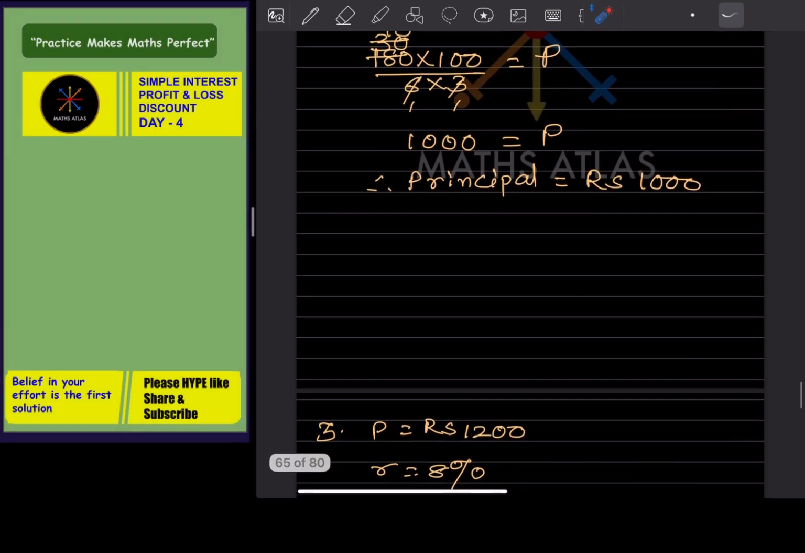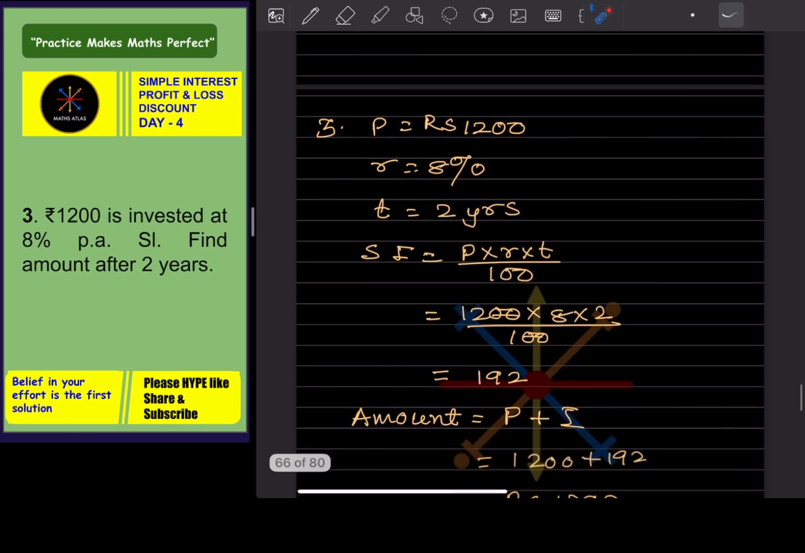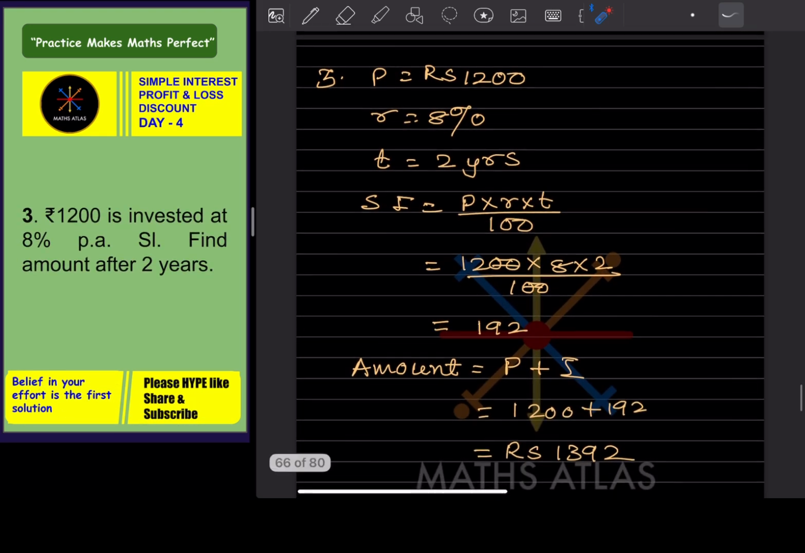Now let us see the next one. That is question number 3. Again, it's given here on the left side. You can have a look at the question here. Rupees 1200 is invested at 8% per annum simple interest, and you have to find the amount after 2 years. So here, this is the principal given, 1200. The rate is given as 8%, and after 2 years means T is 2 years, and you have to find out the amount.